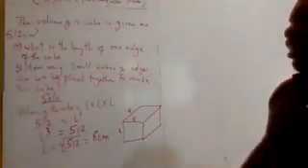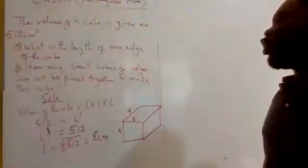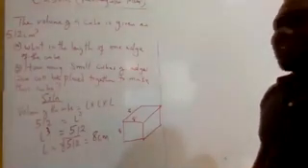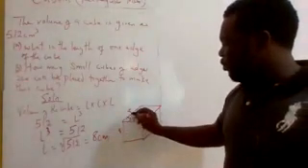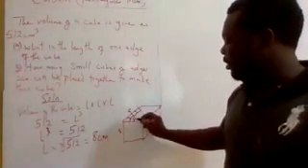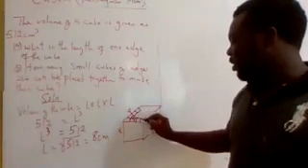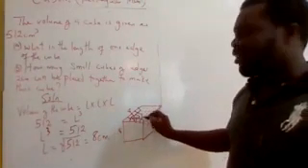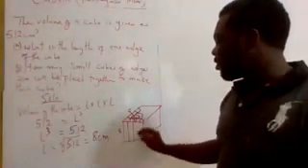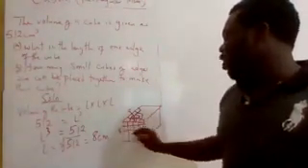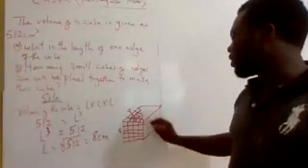The second part of the question said, how many small cubes of 2 centimeters would be placed inside? Meaning, how many cubes of 2 centimeters will be placed in it? Something like this, like you're having small, tiny cubes inside that shape. So how many small, tiny cubes will be inside?